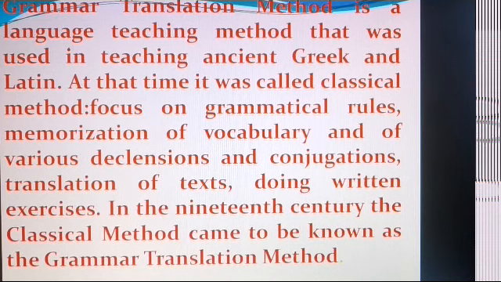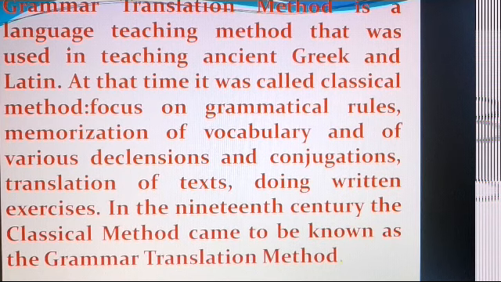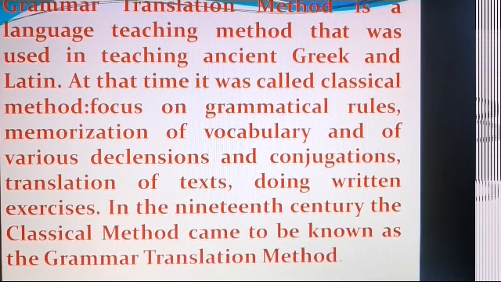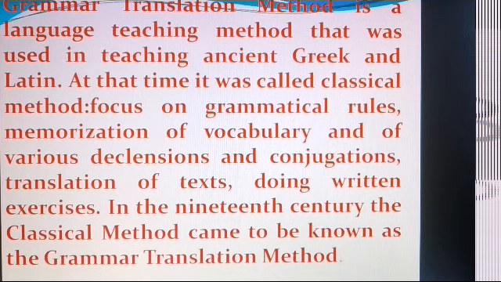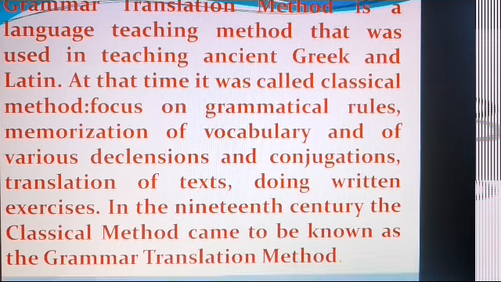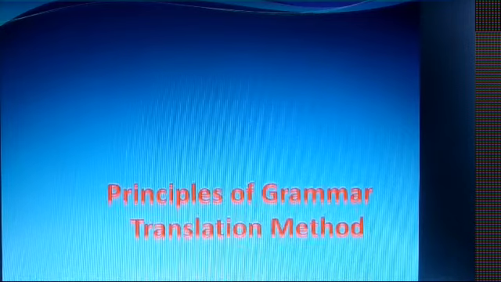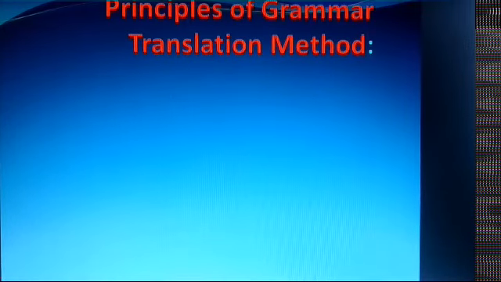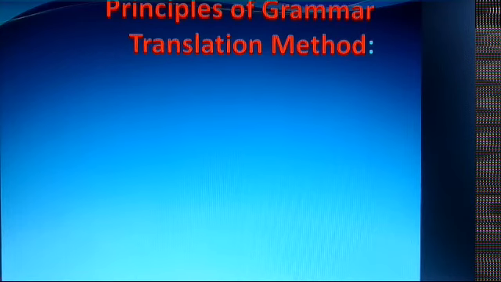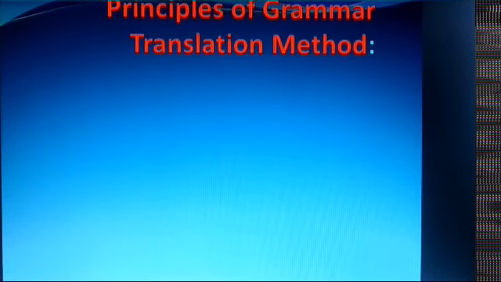It focuses on grammatical rules, memorization of vocabulary and of various declensions and conjugations, translation of text, and doing written exercises. In the 19th century, the classical method came to be known as the grammar translation method. So it is clear to you that the grammar translation method is a very old method, though in our country previously it was very popular. Actually, it was used in Greek and Latin to translate their texts into English and other languages. Now we discuss the principles of the grammar translation method.